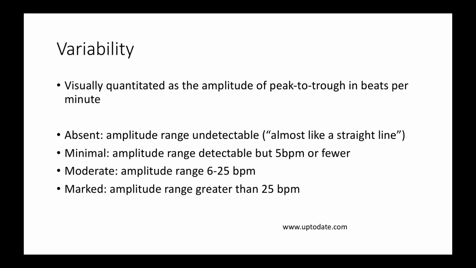So next is the variability. This is visually quantitated as the amplitude of peak to trough in beats per minute, and we have 4 types: absent, minimal, moderate, and marked. Absent variability is when the amplitude range is undetectable, almost like a straight line. Minimal variability is when the amplitude range is detectable, but it's 5 beats per minute or fewer. Moderate variability is an amplitude range of 6 to 25 beats per minute, and marked variability is an amplitude range of greater than 25 beats per minute.